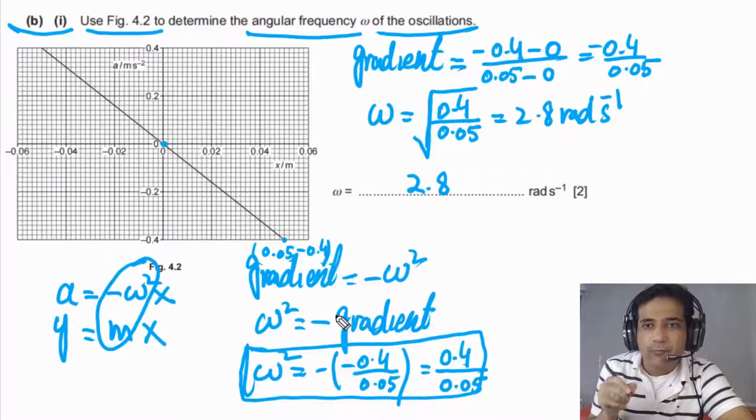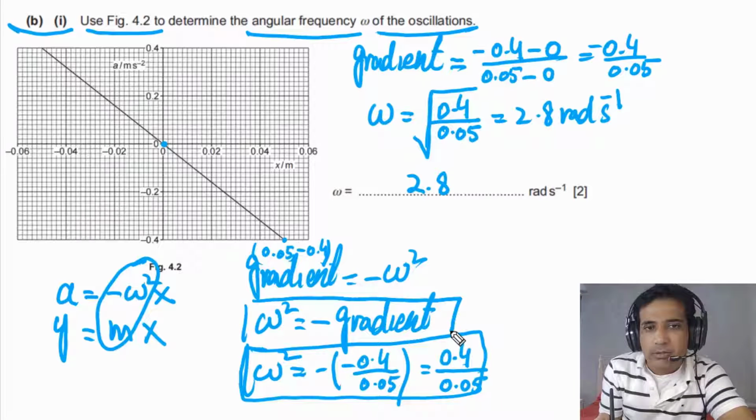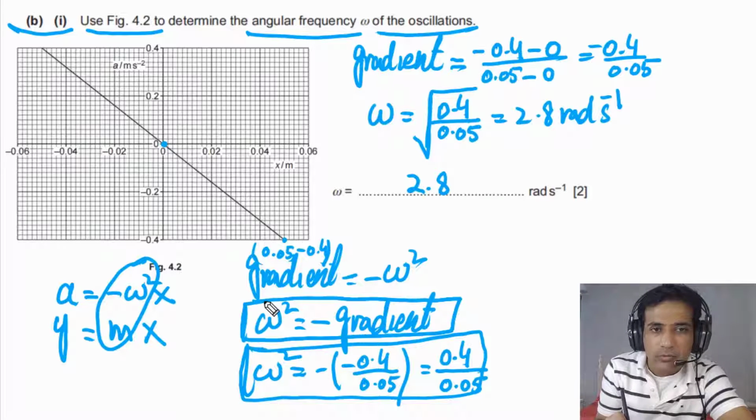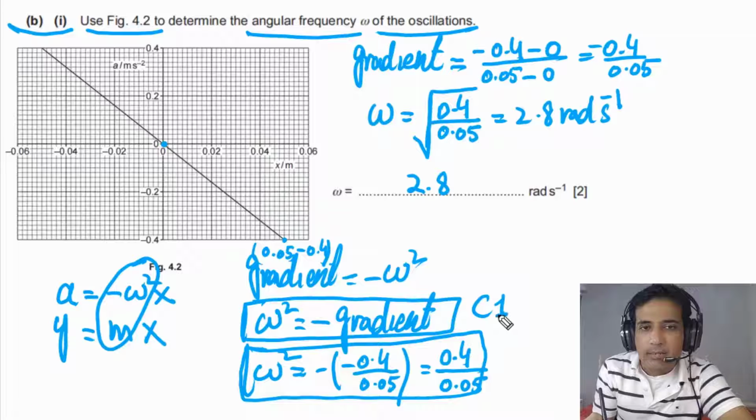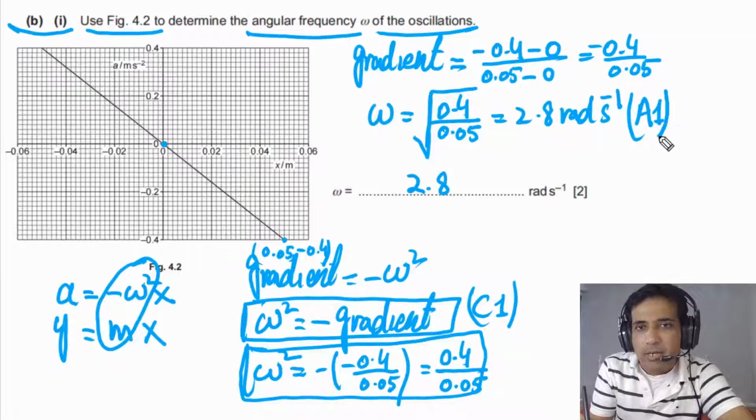You will get the first mark, the C mark, if you have written omega square is equal to negative of gradient. You will get 1 mark and that is C mark. And the second mark you will get if you have got the right answer. And this is how marks will be awarded.